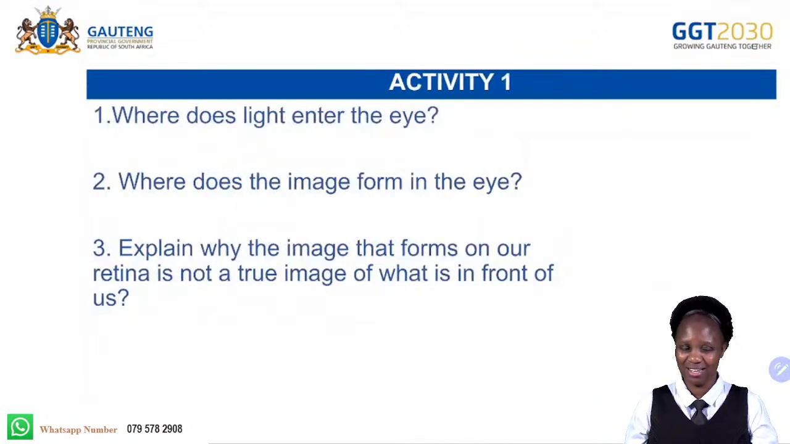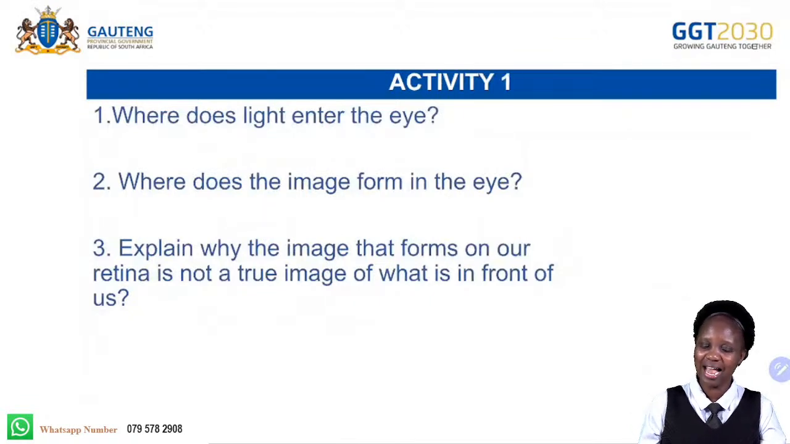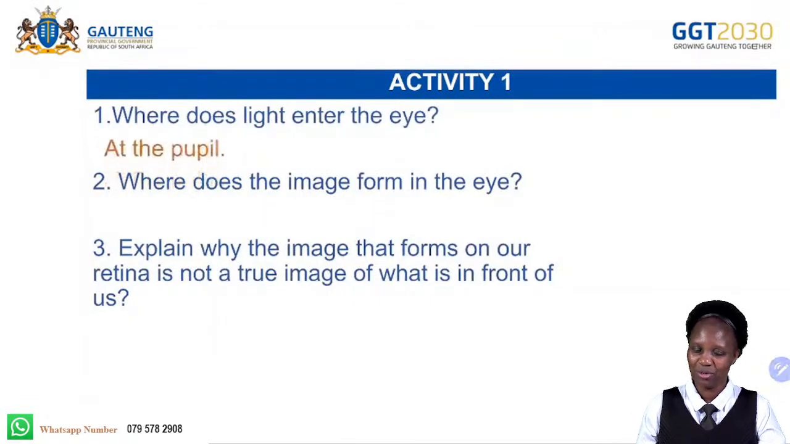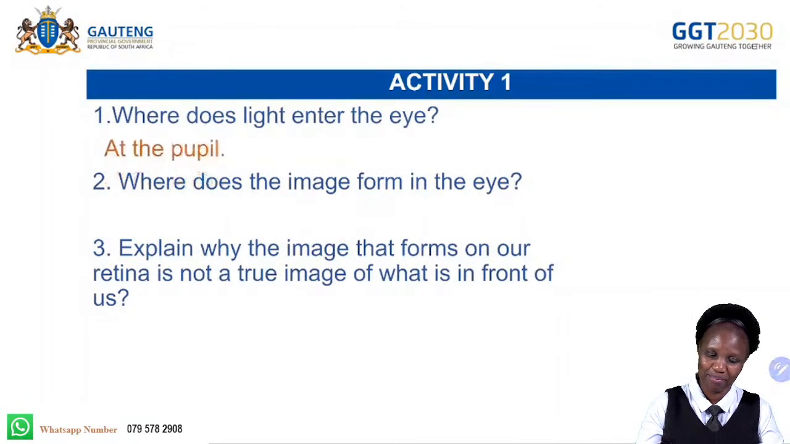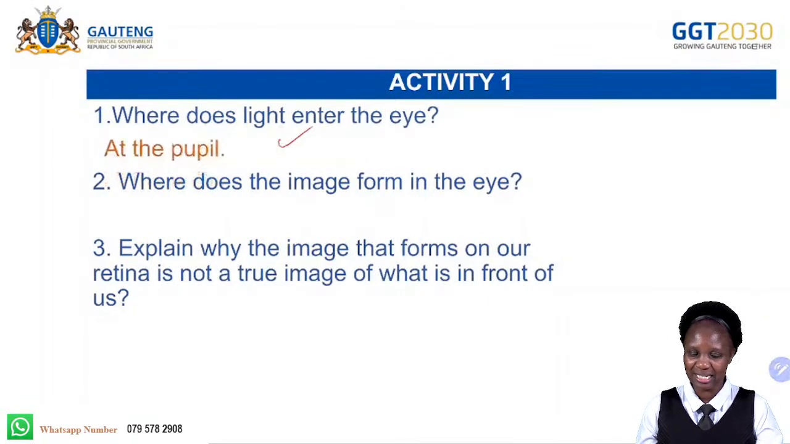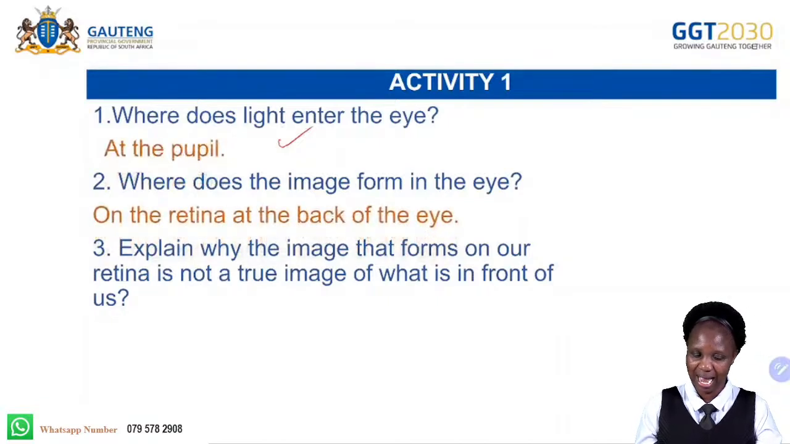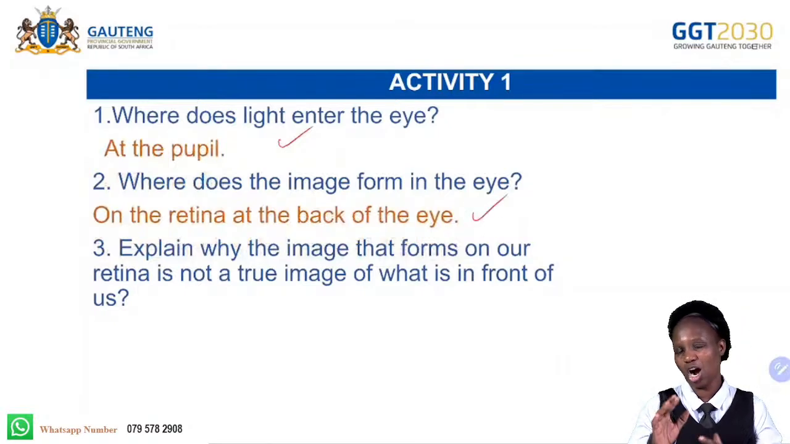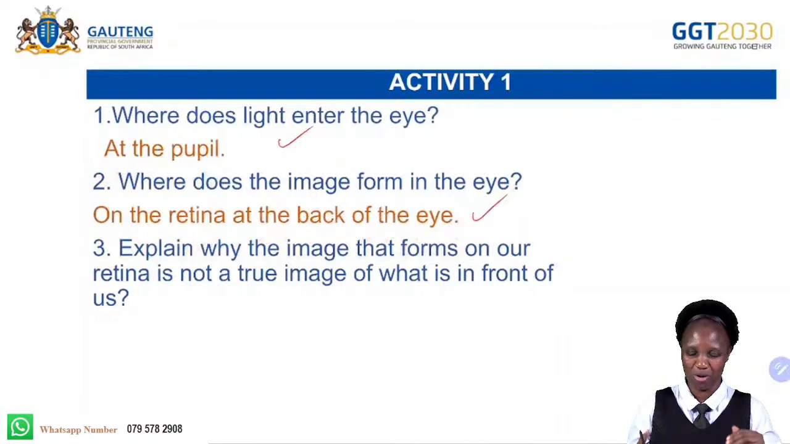Question number 1 says, where does light enter the eye? All right, we've got our answer there. And then where does the image form in the eye? On the retina at the back of the eye. And how would the image be? You remember how the image looks like.